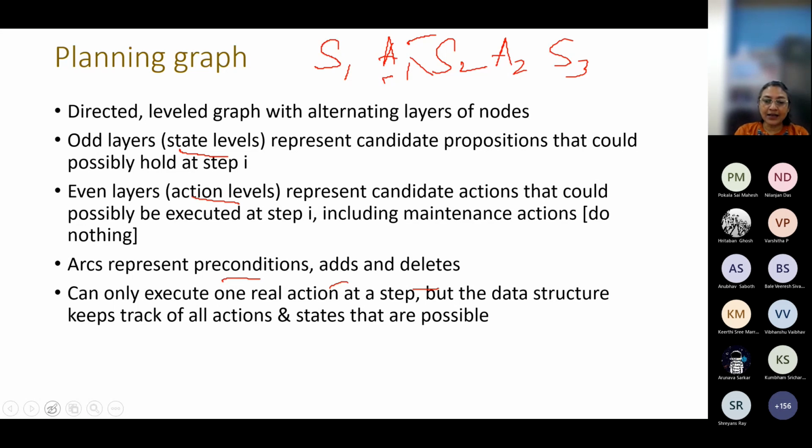Now, in a real plan, you can only execute one action at a time. However, in the planning graph, we show from a particular state, or particular set of propositions, all the possible actions that can be taken. So the data structure keeps track of all actions which are possible from a given state. And we also keep around all propositions that could possibly be true at that level.